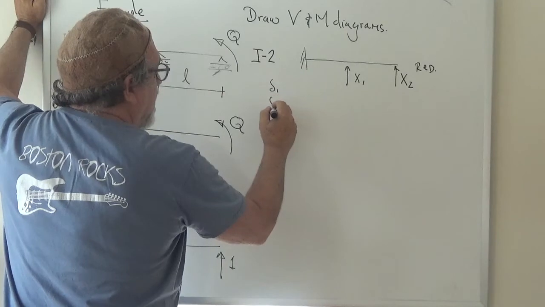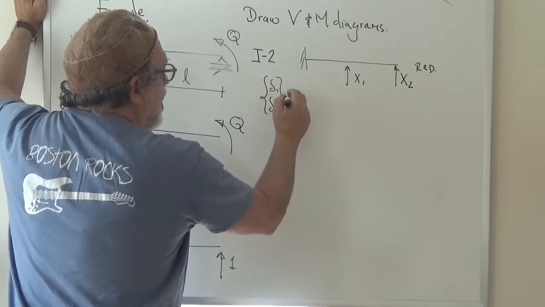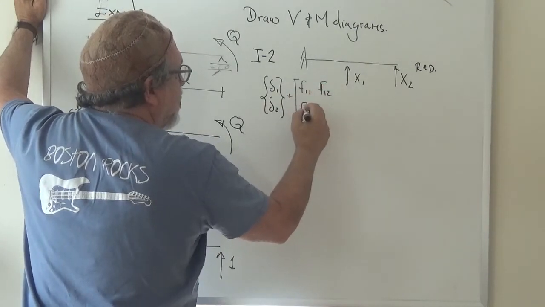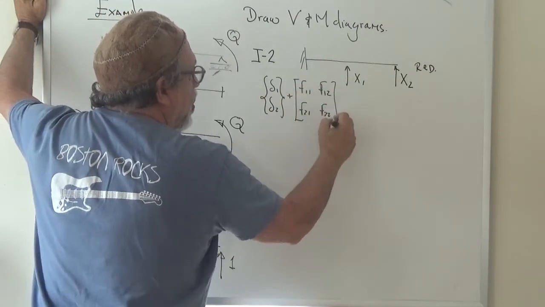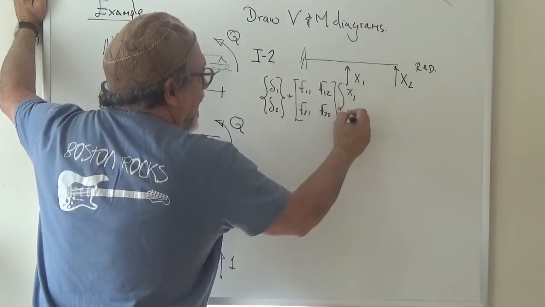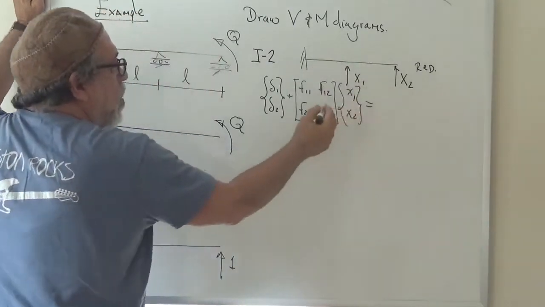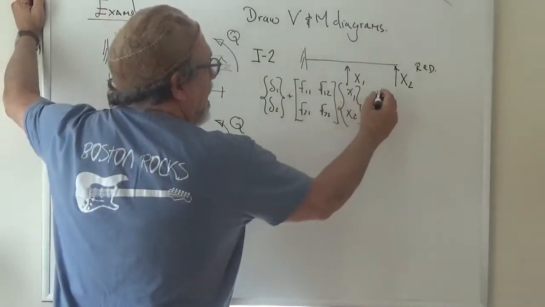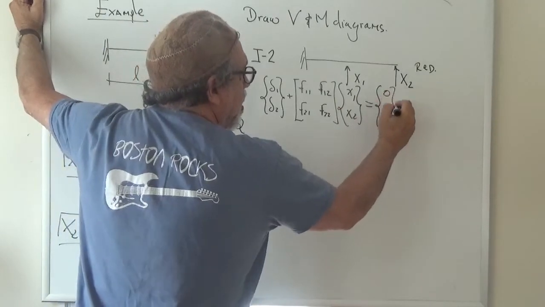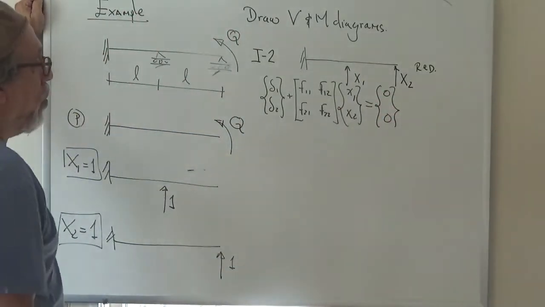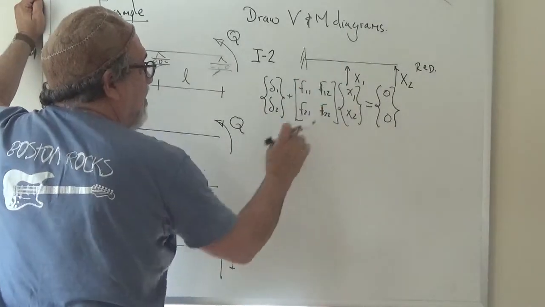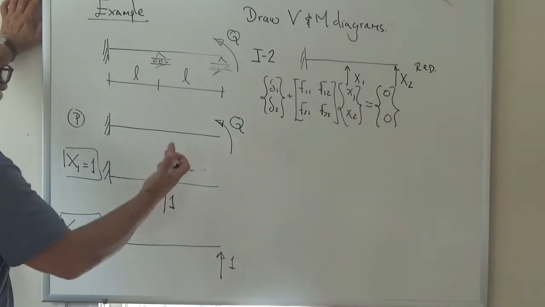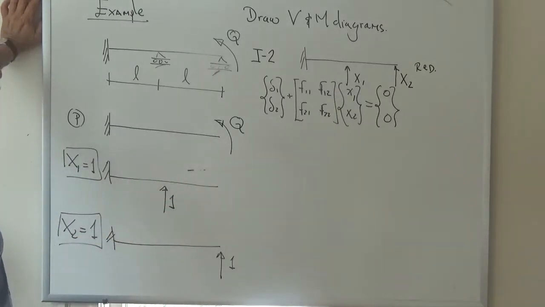Delta 1, delta 2, plus F11, F12, F21, F22 times X1 and X2 equals delta 1 and delta 2, but I have no prescribed motions at these 2 points, and therefore this is the typical case where the right side is 0. So we have 1, 2, 3, 4, and 5 deformations to compute. But they will all be real easy, right? Once we have them, we're going to do the calculations.